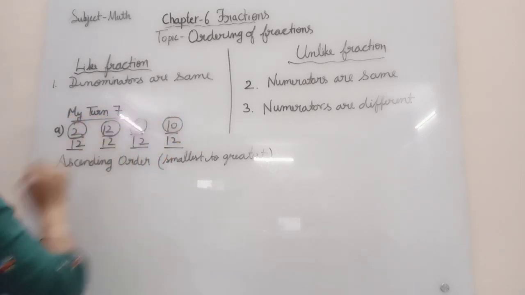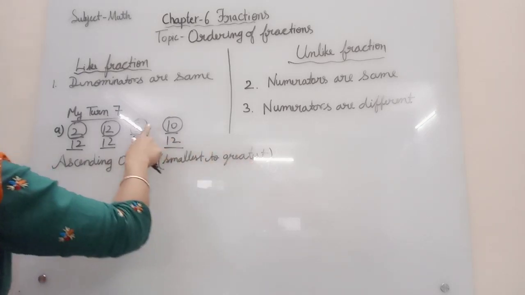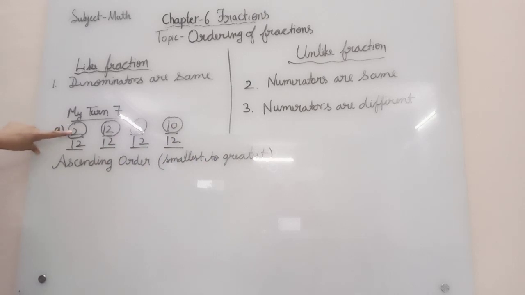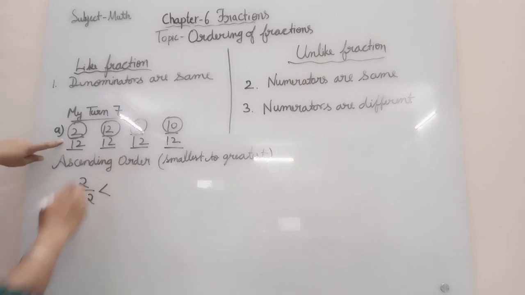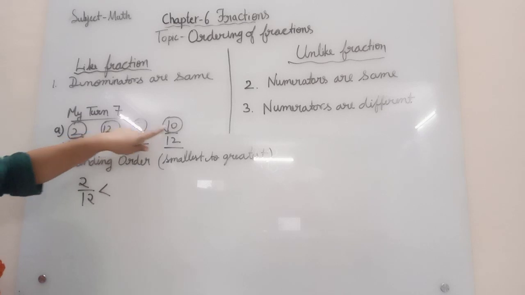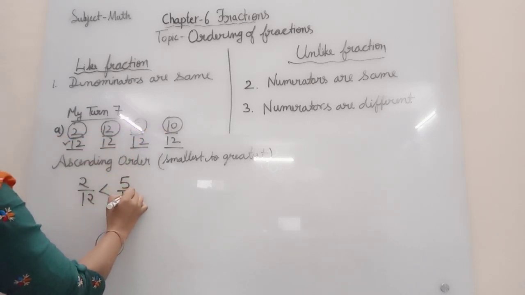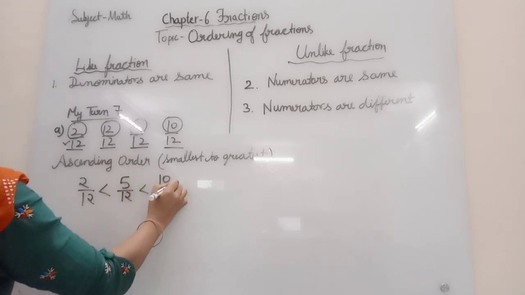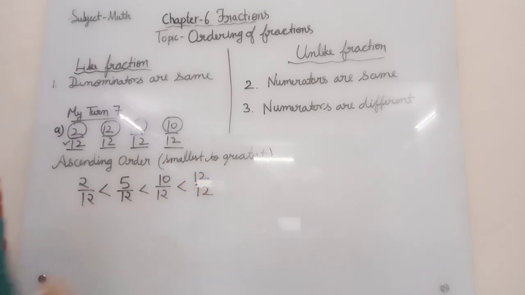And how will we compare? Normal comparison. We have to arrange them from smallest to greatest. Which is the smallest number here? 2 is the smallest, so this fraction will be the smallest. First I am writing 2 by 12. Now after 2 by 12 I am putting a tick. We are left with 12, 5, 10. After 2 what will come? 5 by 12. Then 10 by 12. And at the last, 12 by 12 is the greatest fraction here.